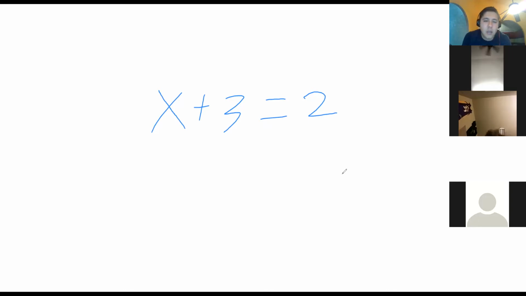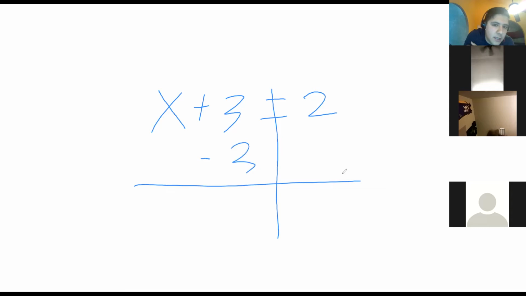So if we're adding 3 to x, then how are we going to cancel out that 3 so that we can do it to the other side as well? It's the opposite. Subtract it. So we're going to subtract 3, right? That becomes 0, right? So x plus 0. But what we do to one side, we do to the other, right? So 2 minus 3, and that becomes -1, right? So that's how we find our answers in algebra, okay?